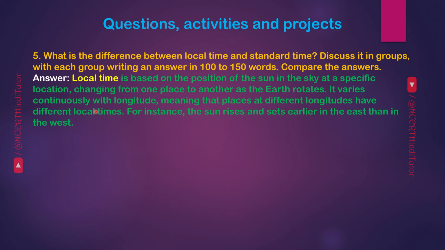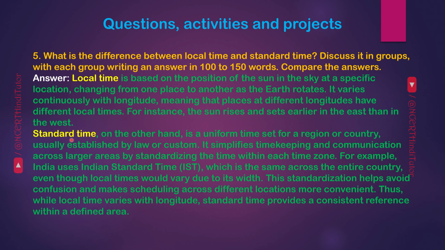It varies continuously with longitude, meaning that places at different longitudes have different local times. For instance, the sun rises and sets earlier in the east than in the west. Standard time, on the other hand, is a uniform time set for a region or country, usually established by law or custom. It simplifies timekeeping and communication across larger areas by standardizing the time within each time zone.